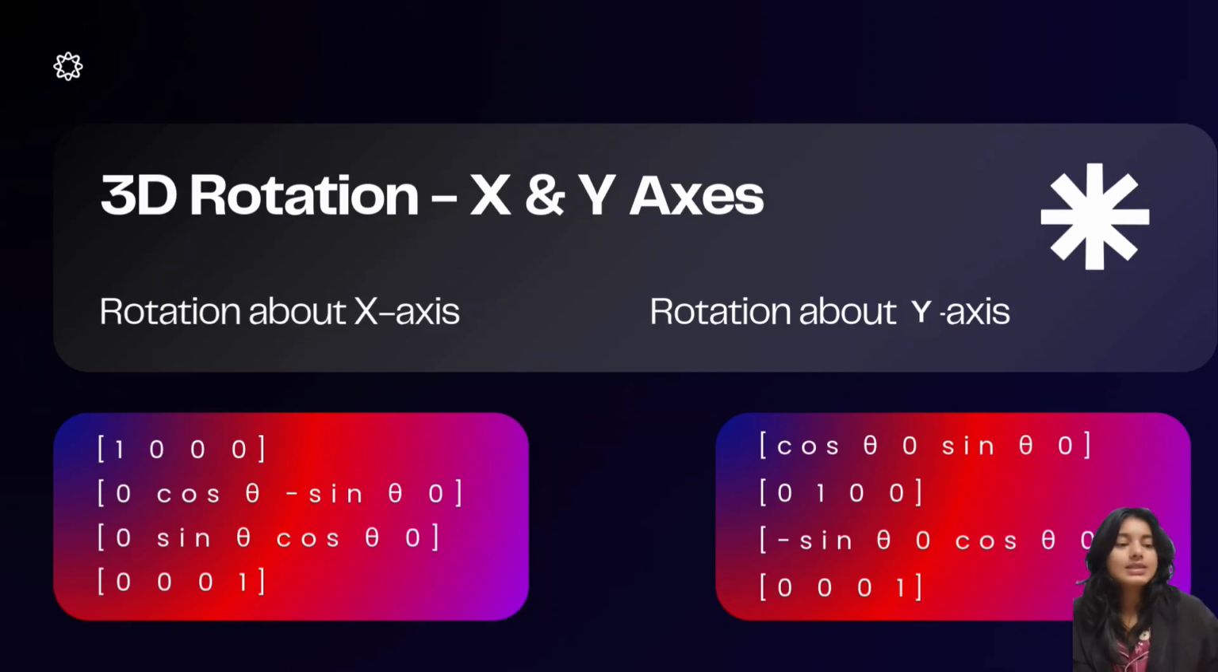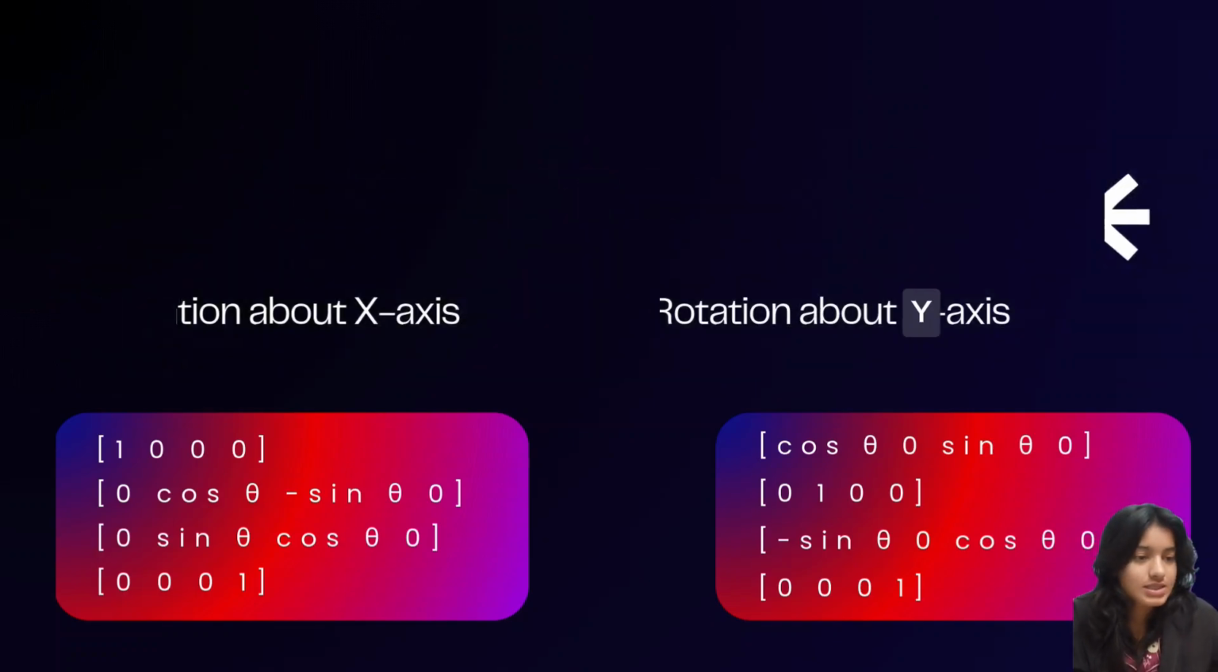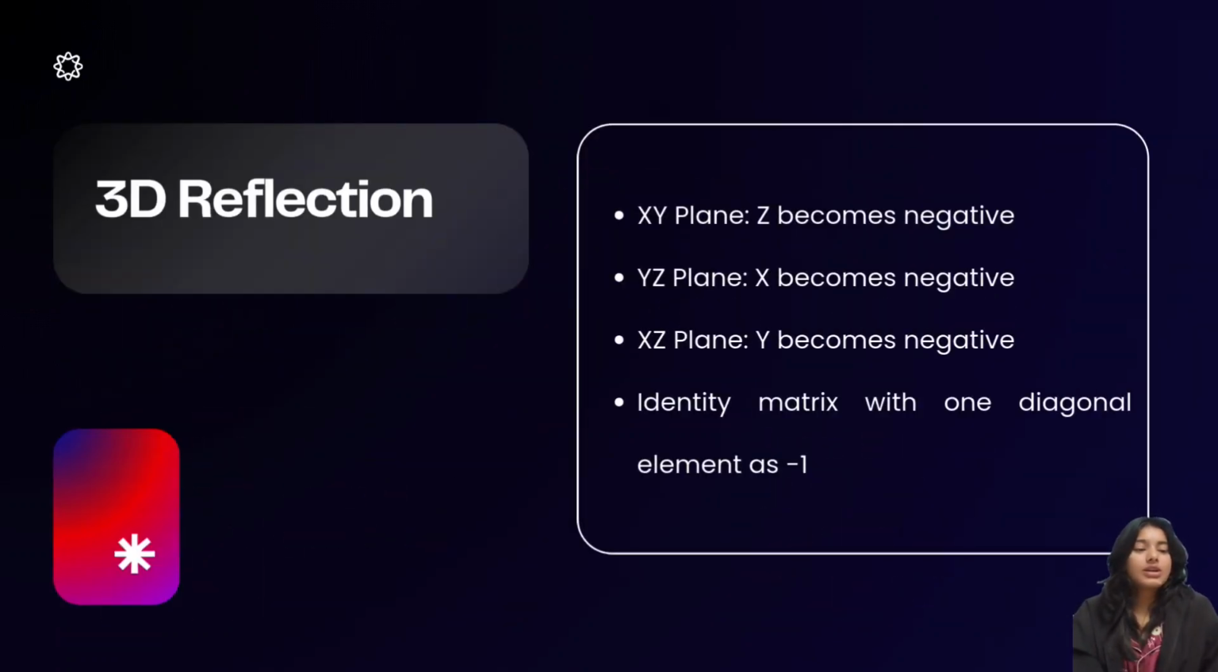Then we'll come to y-axis. First equation, then we put the 1 in the 1st index and then equation, then we put 1 in the last index. Then we'll come to the 3D reflection. In xy plane, z becomes negative. In yz plane, x becomes negative, and in xz plane, y becomes negative. So identity matrix with one diagonal element as -1 we will take. Okay.